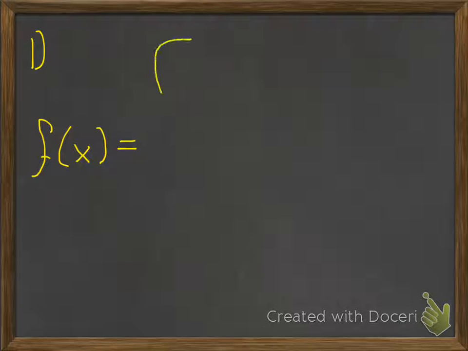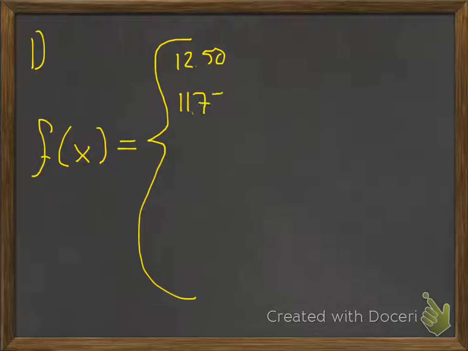So when you look at number 1, what you want to do is write the piecewise function as f of x equals, and then you've got your levels. Your levels here were 1250, 1175, 11, 975, 825, and 675.